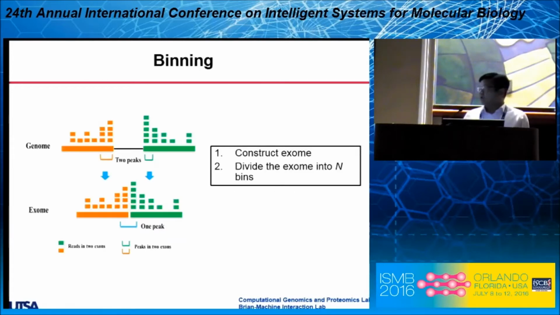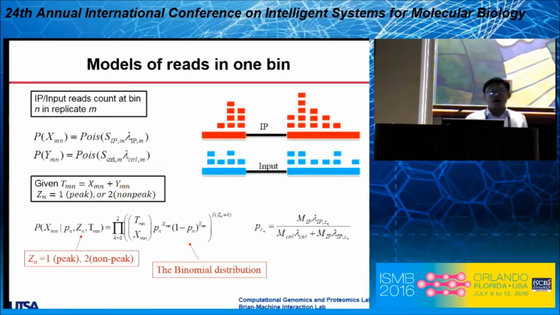So the new algorithm might actually start by first forming the so-called exons, and then dividing the bins. And after dividing the bins, we can form the models. I can quickly talk about the reads model in one bin. Okay, so we start by using a Poisson model to model the reads in both IP and input samples.